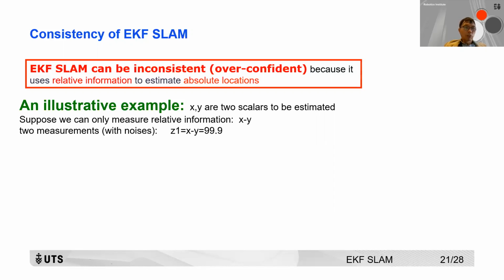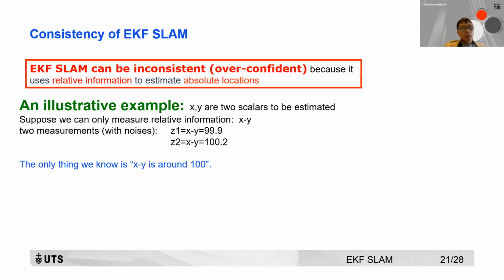And suppose we have two measurements with noise. One measurement, Z1, says X minus Y is equal to 99.9. And Z2 is also a measurement of X minus Y, which is 100.2, suppose. If we have these two measurements, it's clear that the only thing we know is that X minus Y is around 100. We can't get any other conclusion. We have no idea about the absolute values of X and Y.